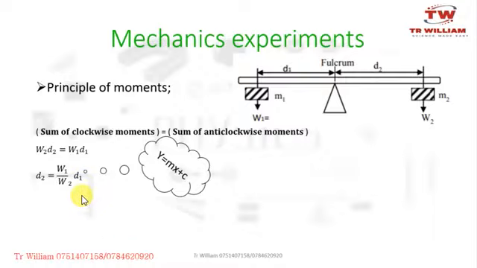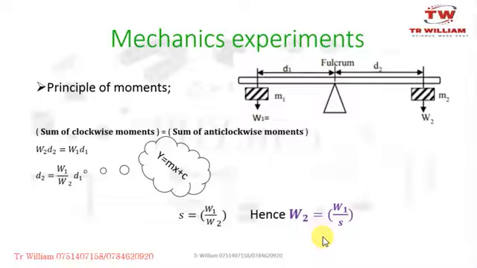From there we can get our slope, which will be W1 over W2. Therefore, once you know the slope value, you'll be able to get W2, the weight 2 that you did not know, from W1 divided by the slope, and you can calculate the mass. Remember, weight is mass times acceleration due to gravity. Once you have the weight, you'll be able to get the mass m2. So that's how you can determine the unknown mass of a given body using the principle of moments, the theory behind it, and how you can proceed.